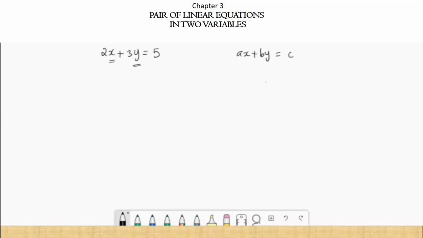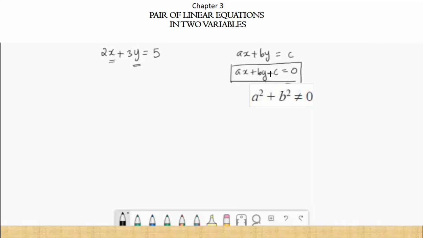So the general form of a linear equation in two variables can be written as ax plus by plus c is equal to 0. Here a, b and c are constants and x and y are variables. There is a condition for the coefficients: a and b are not both 0. That means at the same time a and b cannot be 0. a can be 0, b can be 0, but not at the same time. In mathematics, this condition can be written as a square plus b square not equal to 0.